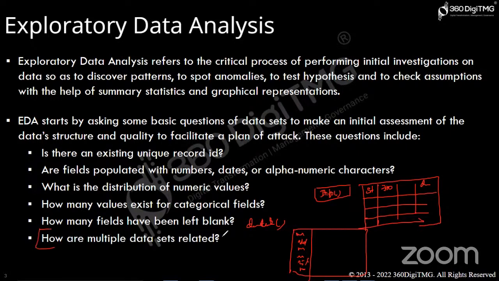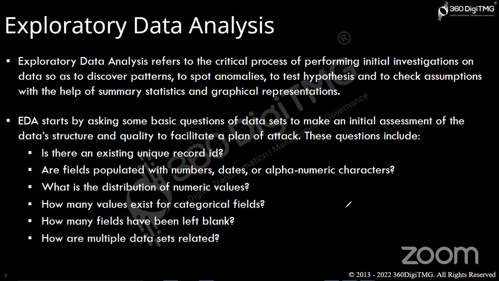How are multiple data sets related? Is there any correlation between these values? We have to understand that we have data. When we have only one variable, we call it univariate data. When we are considering two different variables, we call it bivariate data. And if I have multiple variables, we call it multivariate data.